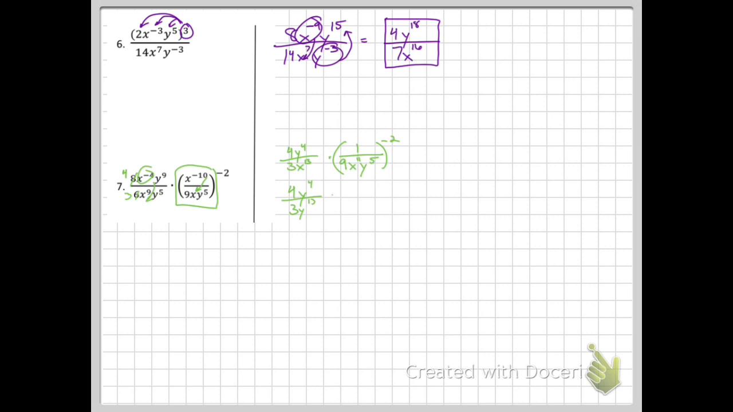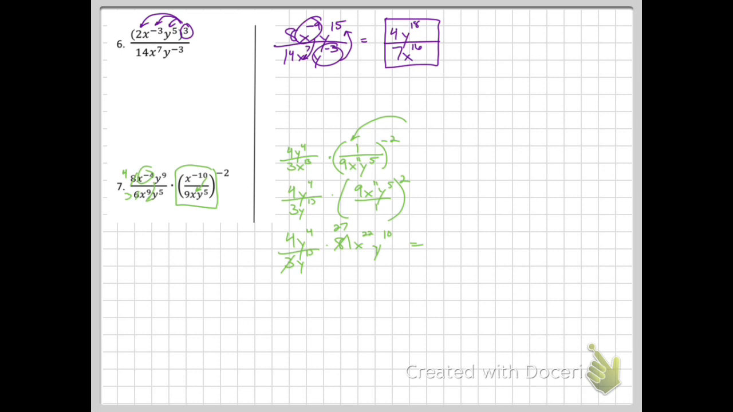When you see a negative on a whole fraction, that means flip the fraction over. Right? That's what a negative does. You can put it over 1, but it's not necessary. And that got rid of the negative. Now I'm going to do the actual squaring part. I still haven't changed this. Now square everything. So 81, x to the 22nd, y to the 10th. That's kind of messy, but that's fine. 3 goes into 81 27 times. y to the 13th on the bottom, y to the 10th on the top.